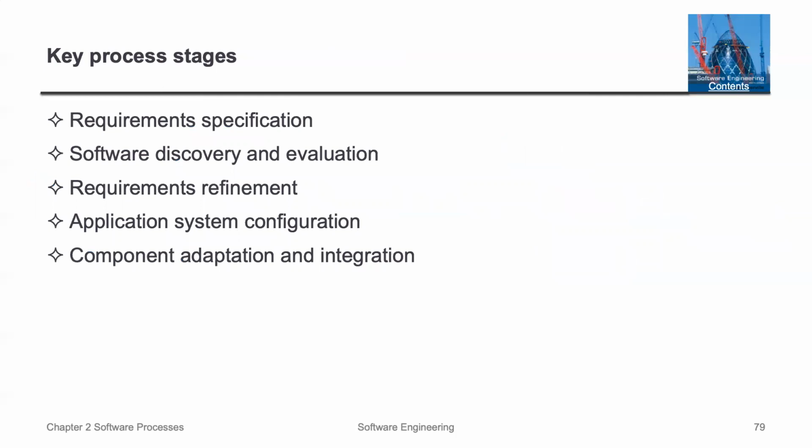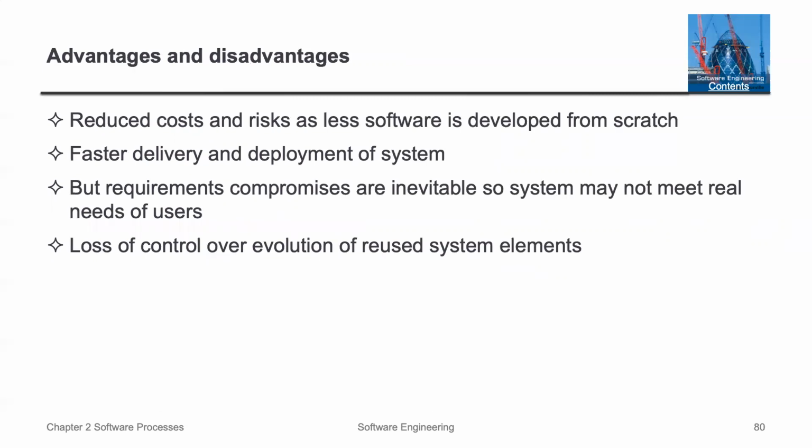So what are key process stages? There's 5 that we have. There's requirements. You have to define what you're going to do before you can go any further. You have the software discovery and evaluation. What kind of code are you going to write? What is available that you might be able to leverage? And then you do requirements refinement as a result. Then you have the application system configuration, looking at how you're going to do the configuration, and finally component adaptation and integration.